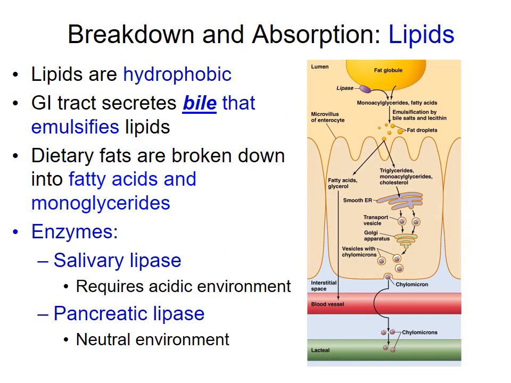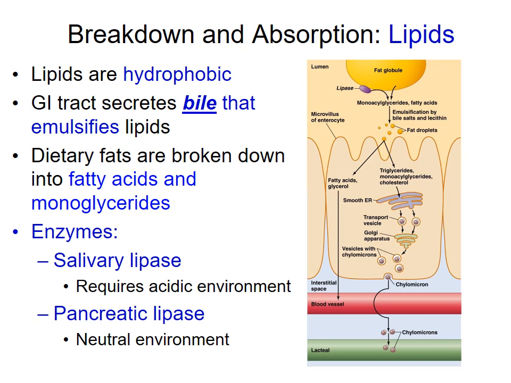Our last category is going to be lipids. Lipids are our fats. Now, quick reminder to yourself, lipids are hydrophobic, so remember they also need bile. Bile is going to be our emulsifying agent. It's going to allow the water in our GI tract to mix together with the enzymes and the lipids. And our main goal is to break down the dietary fats into fatty acids and monoglycerides.